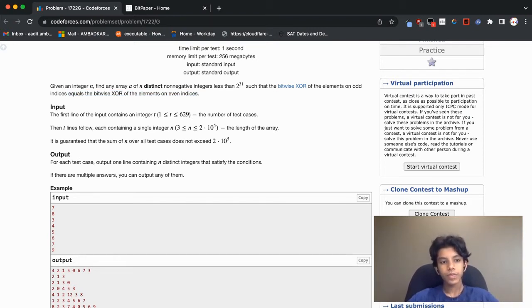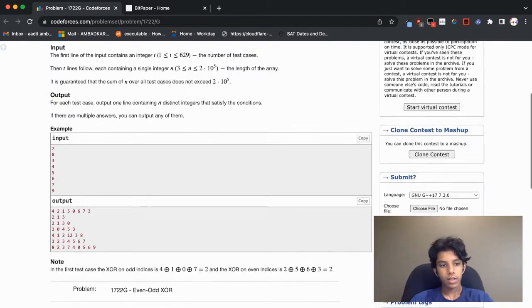We have t test cases, where t is less than 629. T lines follow, each containing a single integer n, the length of the array. It's guaranteed that the sum of n over all test cases does not exceed 2 times 10 to the power of 5. And you want to print n distinct integers less than 2 to the power of 31. Okay, this is cool. So let's take a look at this sample input.